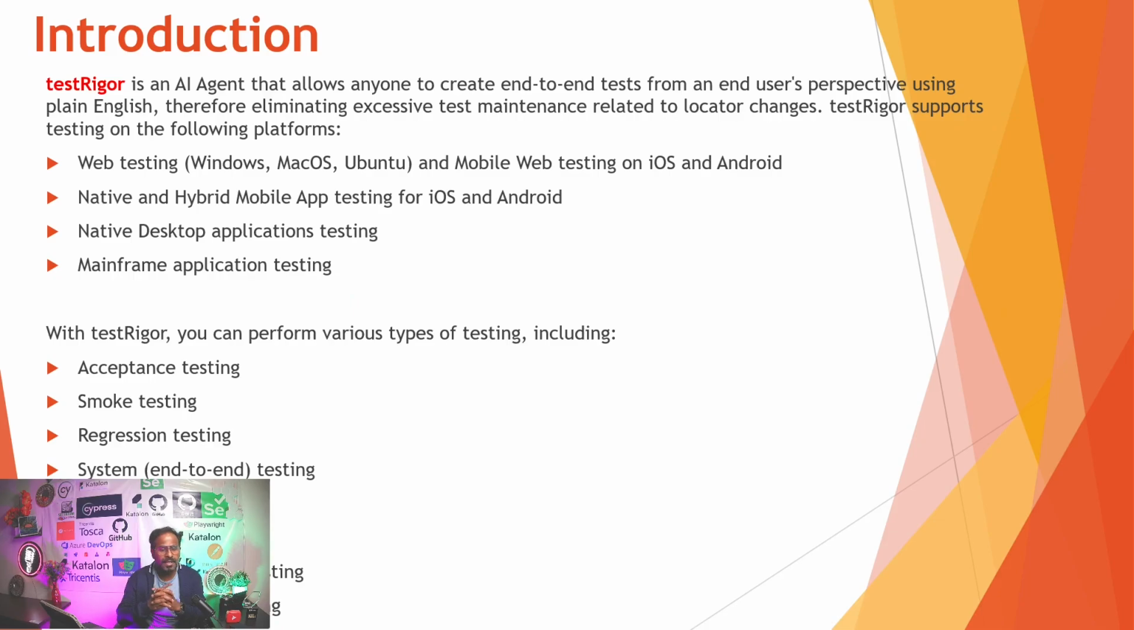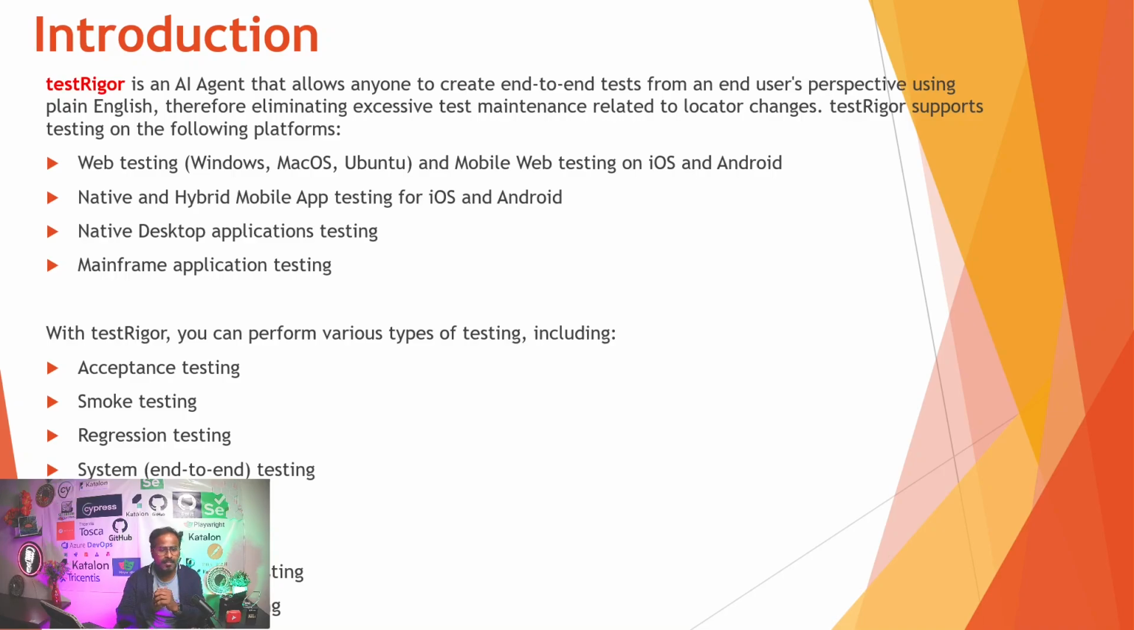testRigor is an AI agent that allows anyone to create end-to-end tests from an end user's perspective using plain English language. Therefore, this eliminates the excessive test maintenance related to locator changes. So, this testRigor AI based test automation tool can automate your test cases by using plain English language.